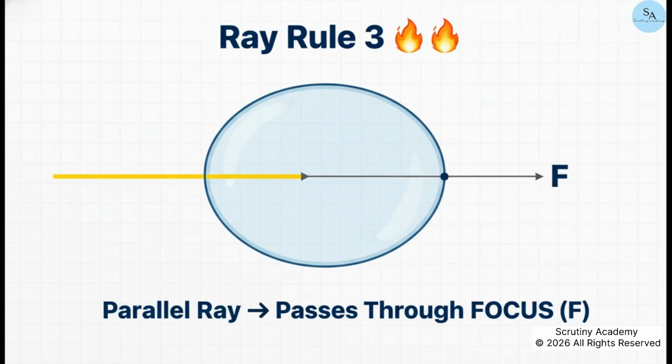And here's the most powerful rule, the one you'll use constantly. Any ray of light coming in parallel to the principal axis will get bent by the lens, and it's forced to pass through a very special point called the focus, or F. This is the key to finding your image.